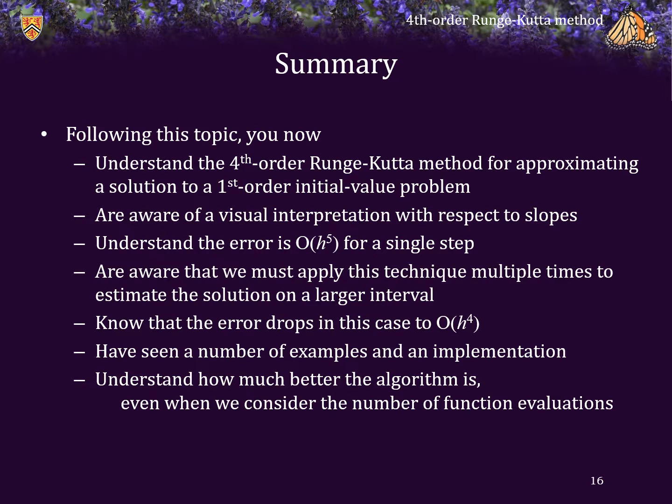You understand that the error is order h to the 5th, as we saw, for a single step. You are also aware, of course, that we will apply this multiple times to estimate the solution on a larger interval, but we don't have to do it that often because the error simply drops to order h to the 4. We've seen a number of examples and an implementation, and we understand how much better fourth order Runge-Kutta is compared to Euler and Heun, even when we consider the number of function evaluations performed.